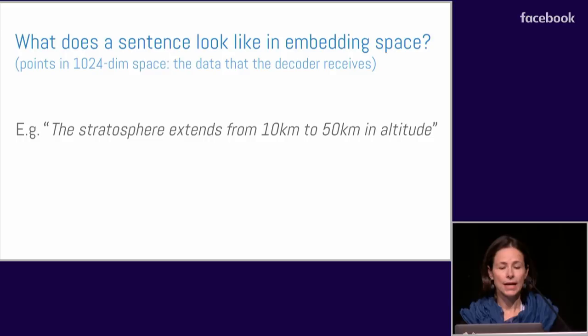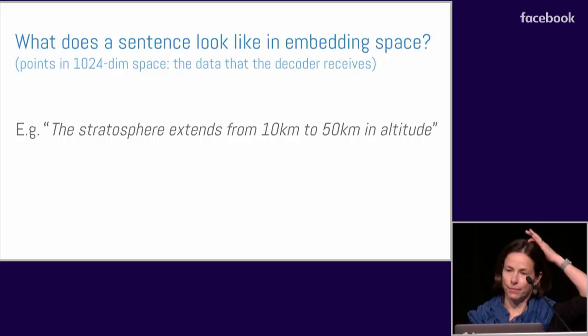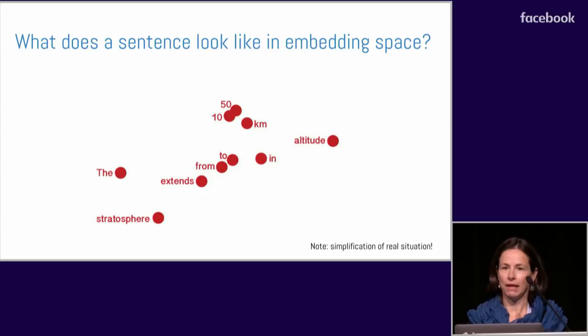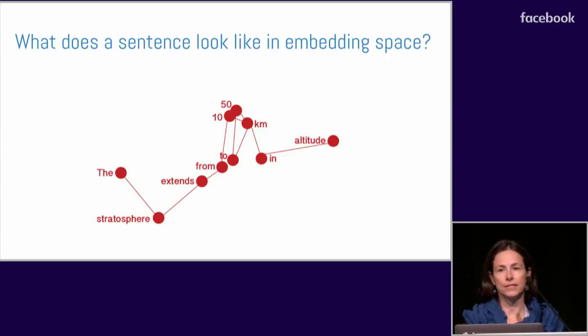In order to answer that question, we decided to work with a visualization. Imagine I have a sentence like, "The stratosphere extends from 10 kilometers to 50 kilometers in altitude." That sentence may look like this in embedding space. I have all the words there, and then I connect those dots in high dimensional space, and voila, this is my sentence.